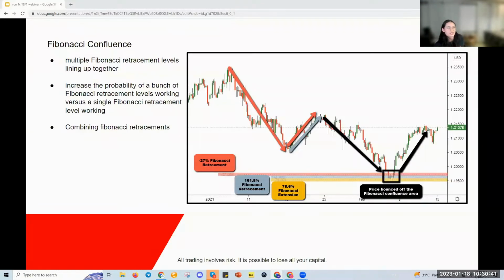Okay, so let's talk a bit about combining the Fibonacci retracements. The trick is to find multiple Fibonacci retracement levels that line up together so that you can increase the probability of a bunch of Fibonacci retracement levels working instead of a single Fibonacci level working. This is the definition of Fibonacci confluence. We'll show you an example of what we mean and how this can play out in the next few slides.